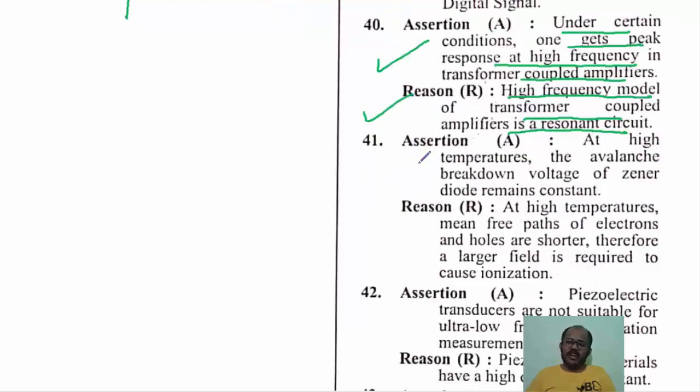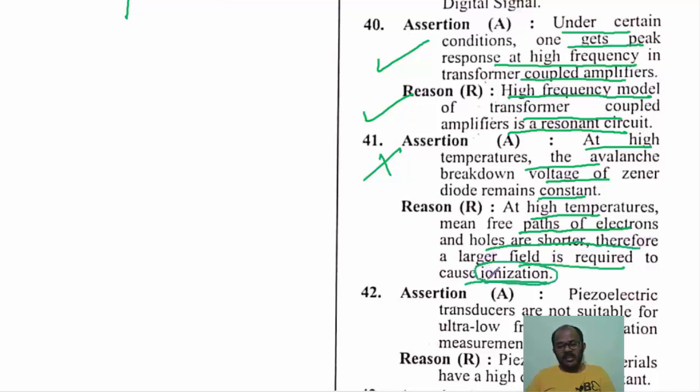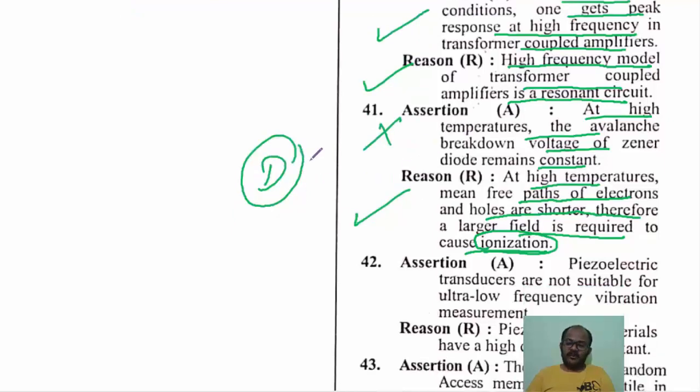41st question is based on avalanche breakdown. What they have specified is at high temperature the avalanche breakdown of Zener diode remains constant. This statement is a false statement. At high temperature means free path of electrons and holes are shorter, therefore a large electric field is required, and this process is called impact ionization. This statement is true. So only reason is correct, assertion is wrong. So I need to opt for D.